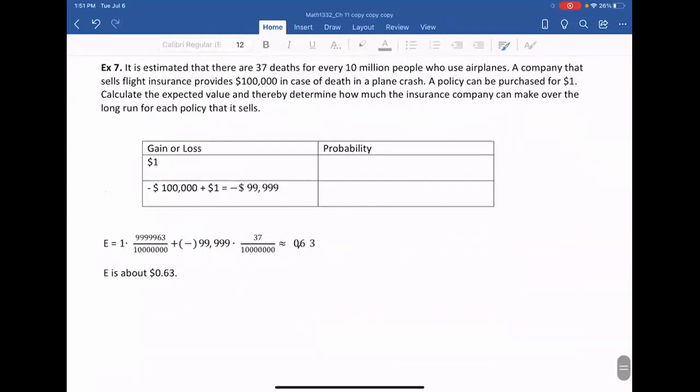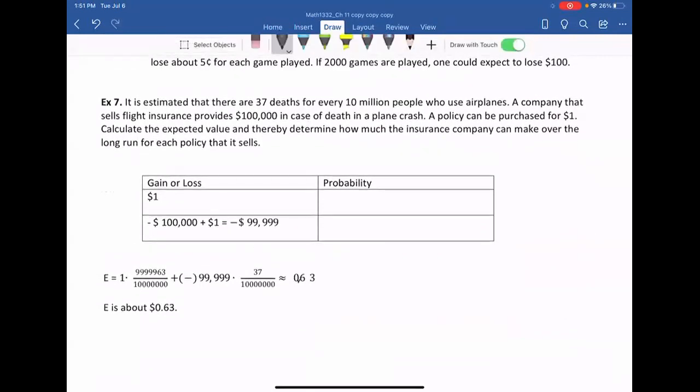Next, example 7. It is estimated that there are 37 deaths for every 10 million people who use airplanes. So what's the meaning of this first sentence? That means 37 deaths for every 10 million people who use airplanes. What's the probability of death? I use D for death. The probability of death on an airplane is 37 over 10 million.